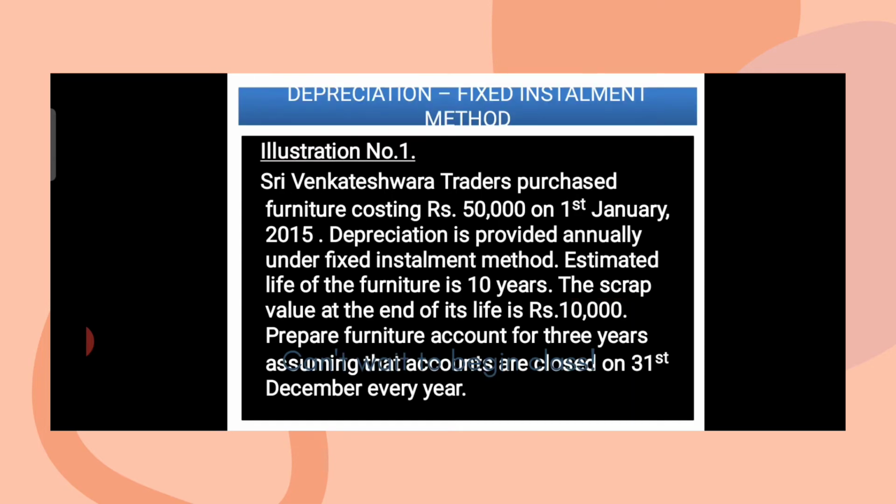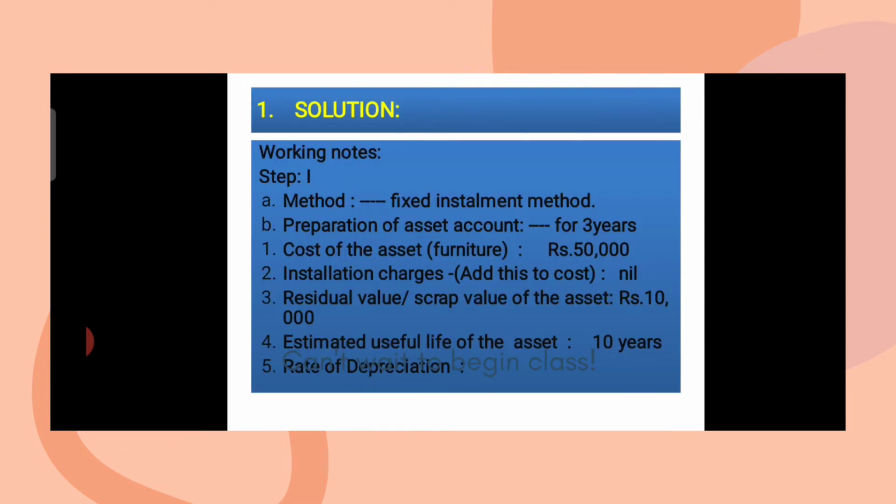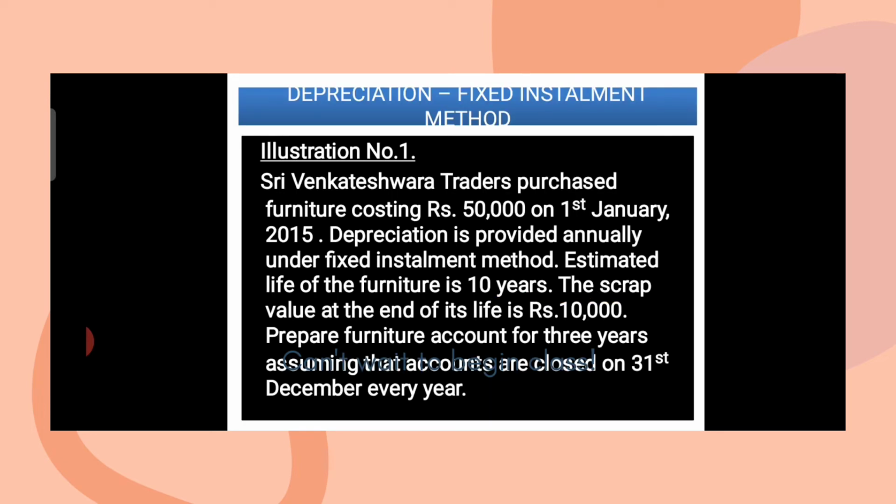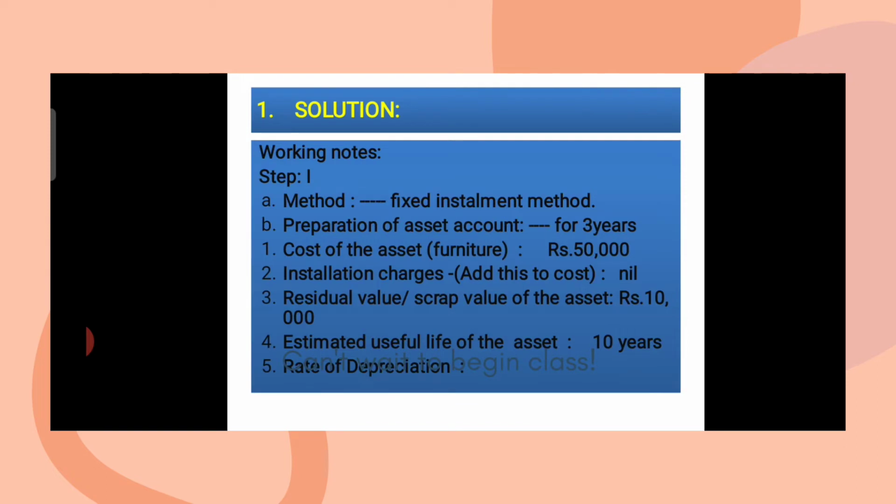See here, the scrap value at the end of its life is rupees 10,000. So we can understand the residual value or scrap value of the asset is rupees 10,000. And the next point, estimated useful life of the asset, that is 10 years. In the problem it is clearly given that the estimated life of the asset is 10 years. So these are the important working note points we have to extract from the given problem.